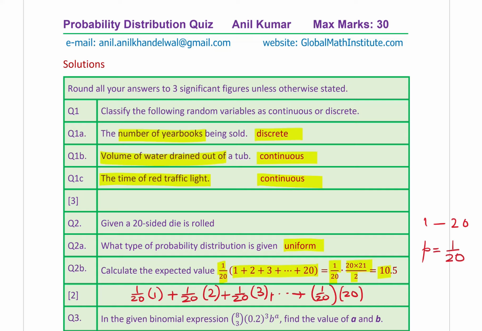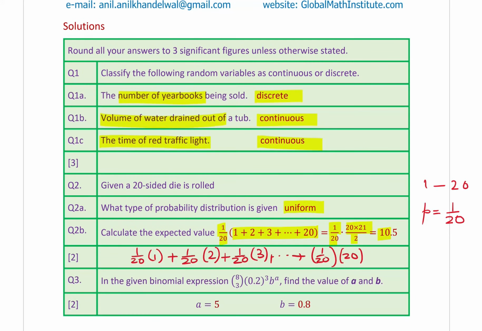Now, question number 3. In the binomial distribution, let's move this page a bit up, that's better. In the given binomial expression, 8c3 times 2 to the power of 3, b to the power of a, find the value of a and b. Clearly we have nCr, and we know the formula is p to the power of r times q to the power of n minus r. So that gives you the values very easily.